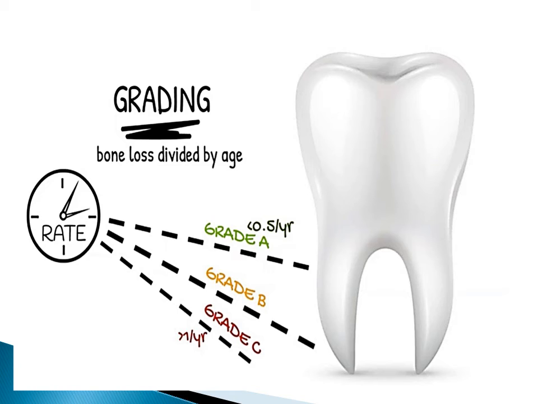Grade C is assigned if the maximum amount of bone loss in percentage terms exceeds the patient's age in years. For example, more than 30% in a 28 years old patient or more than 50% in a 49 years old patient. And finally, we have grade B periodontitis in all other situations that are not grade A or grade C.